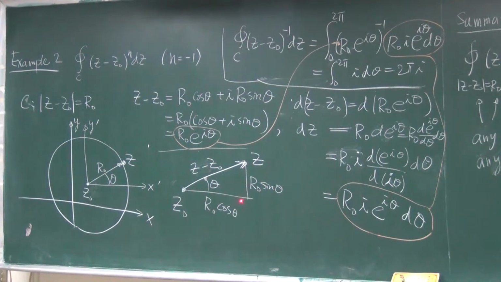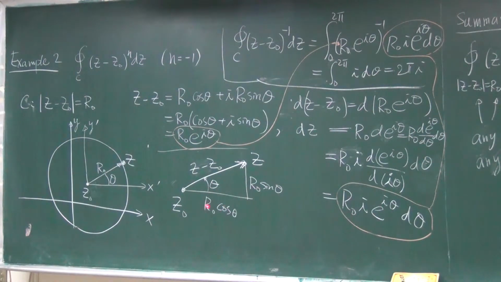Then this R0 is the length of the vector connecting z0 to z. Okay, this is a vector. It is just z minus z0. And then this is theta. The length of this vector is just r0. And the vertical component is just r0 sine theta. The horizontal component is r0 cosine theta.